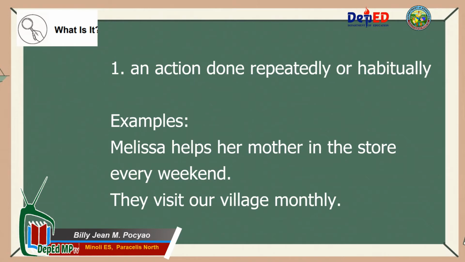Examples: Melissa helps her mother in the store every weekend. They visit our village monthly. Notice that every weekend, monthly, and other time markers show that an action is done regularly. This means that the action words helps and visit were done regularly.